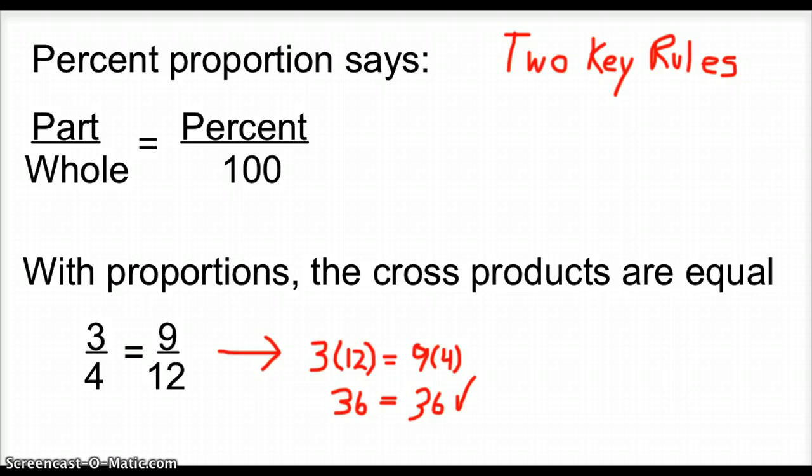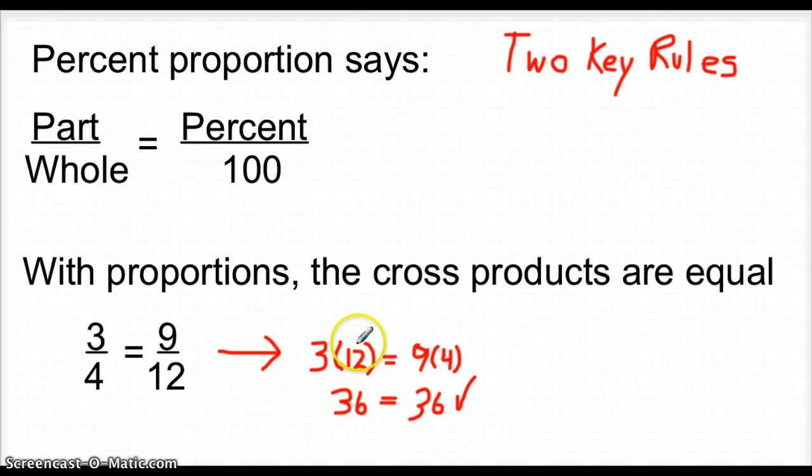And the second key thing is with proportions, the cross products are equal. If the cross products are not equal, then they're not going to be proportional. So if we look at this example here, we have 3 over 4 equals 9 over 12. And you may look at it and see right away that those are equivalent fractions, but the way we can make sure is to multiply the cross products and see if they in fact are equal.